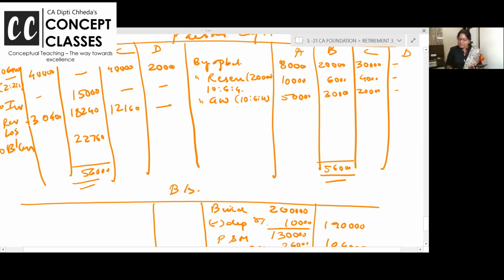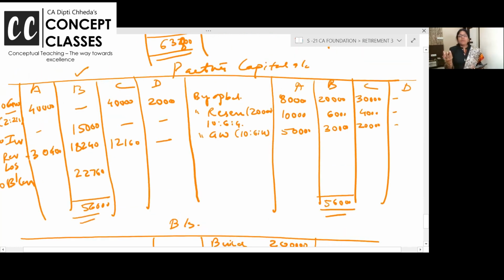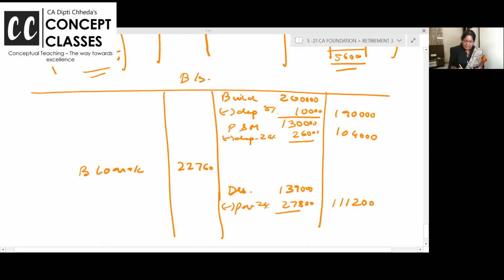Chalo. Now it's time. How much capital D will get? Look. In new firm, the total capital will be 2 lakh. A, C and D will have the capital in their profit sharing ratio. Superb. Go to your balance sheet.